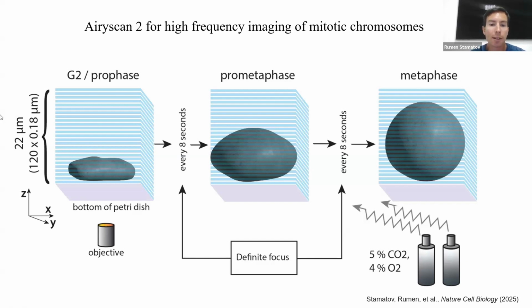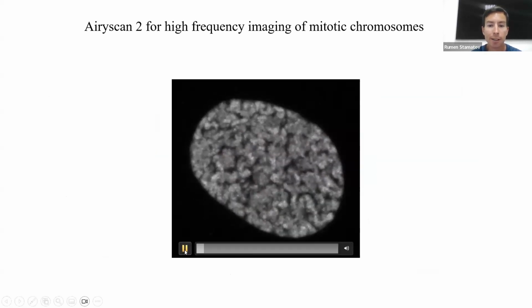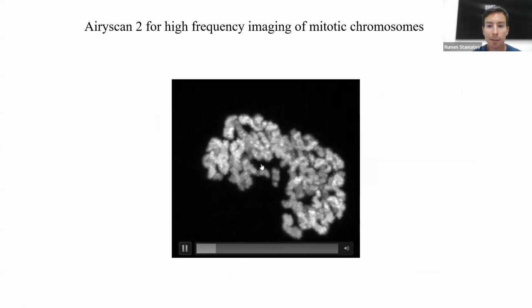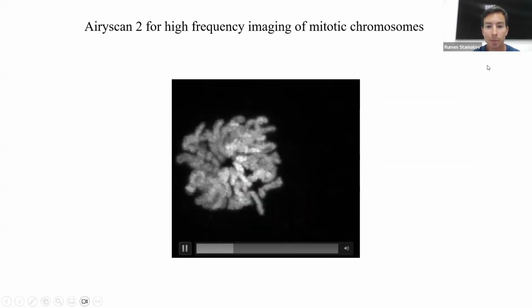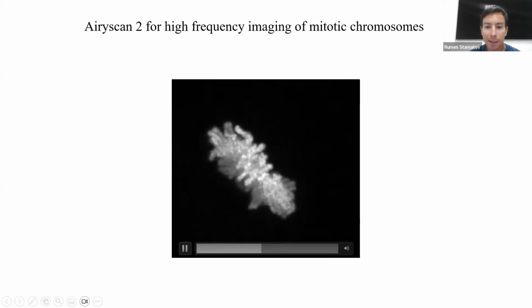So we achieved imaging every 8 seconds. So every 8 seconds, we take such a huge 3D stack of 100 planes. So let's say if a mitotic cell is taking 40 minutes to divide, then this results in something between 200 and 300 3D images. And this is what such a movie looks like. Now here, every frame is a projection of a 3D image. And we can see how fast we can image this cell.